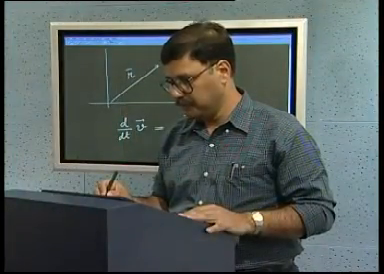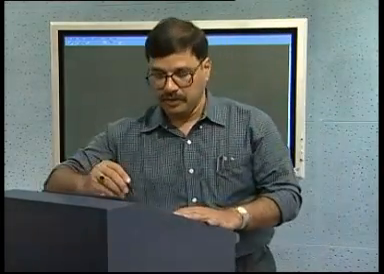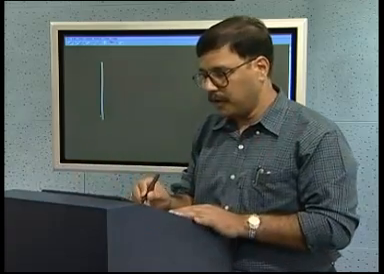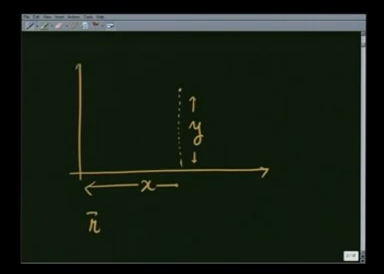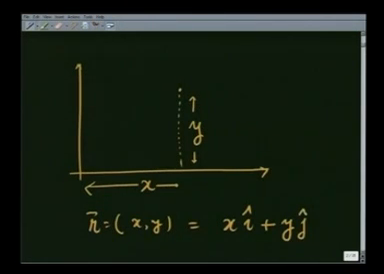For example, you are well familiar with the Cartesian coordinate system, where in a plane the position of a particle is given by its x coordinate and the y coordinate. So that I would write that r in this plane is given by x, y, or the vector x unit vector i in x direction plus y unit vector j in y direction.